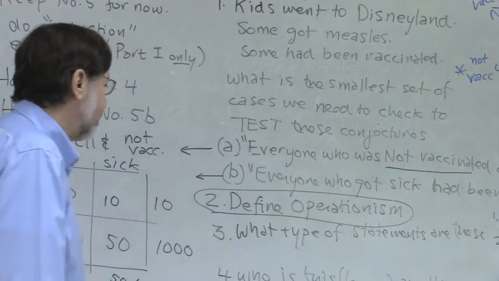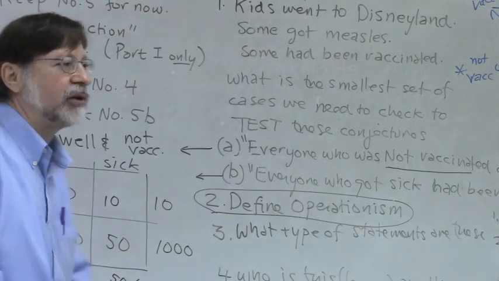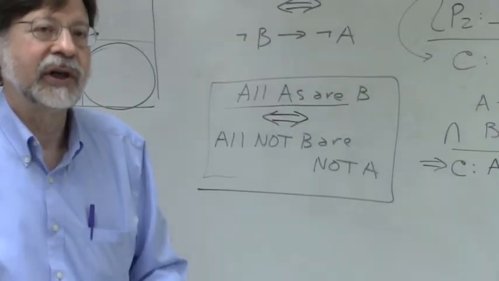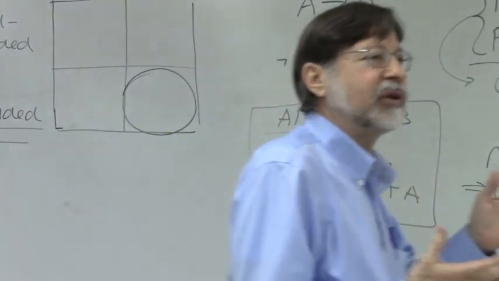Okay, who is this horse, and how does his story relate to psychology? So this is in chapter 2 on research methods, the part of the book that's talking about some of the issues we're dealing with in this part of the course.